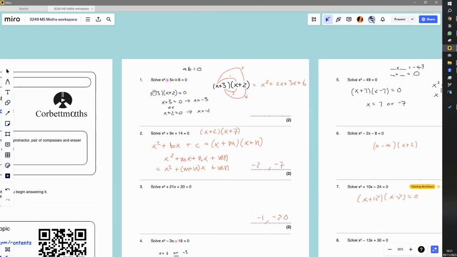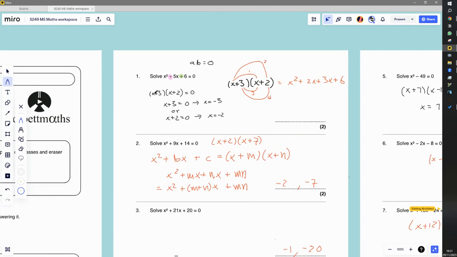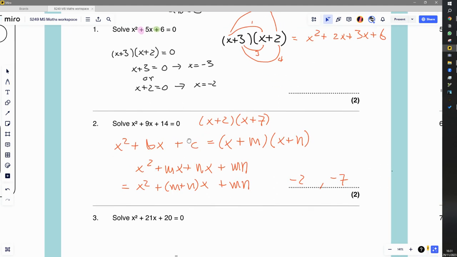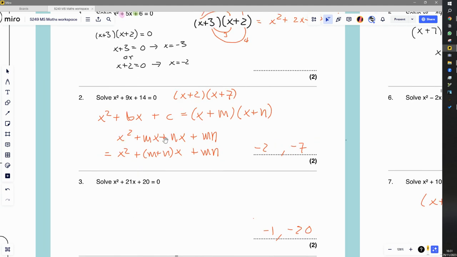So if we have a quadratic equation when a is 1, in other words, just x squared as opposed to 2x squared or 3x squared or anything like that, it's a lot easier to factorize. We're just looking for two numbers that multiply to give this number, c, and add to give this number, which we call b.